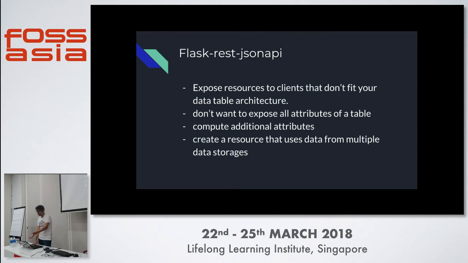We didn't want to expose all attributes of the table. Some attributes were internal. We wanted to compute additional attributes, like non-existing attributes too. We have a statistics API which tells you how many events are in the whole system, how many tracks are there, how many sessions have been accepted, rejected, and how many speakers have been accepted, rejected. All of that which is public can be available, and other can be available via the JWT authentication for the admin users.